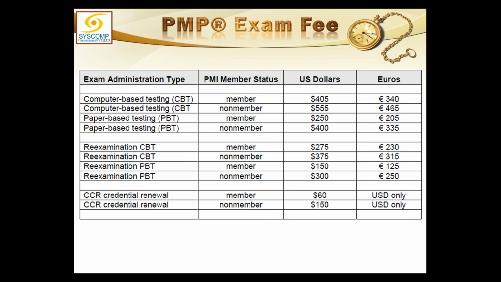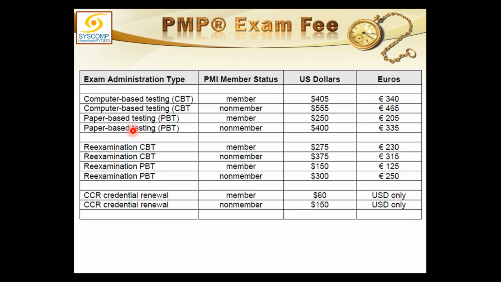Paper-based testing is not available in Pakistan, so forget about it. We don't want to talk about it. It is available only in certain countries where computer-based testing is not available, like Afghanistan, Iran, Iraq, maybe, you know, such countries. So in such cases, PMI may allow paper-based testing.